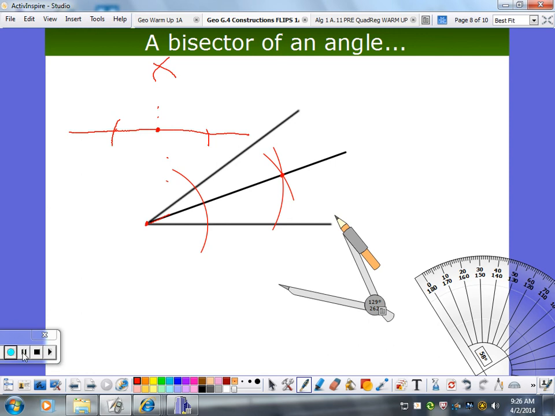Okay, try a couple of them. Okay. They're looking pretty good. You guys are constructing with the best of them.